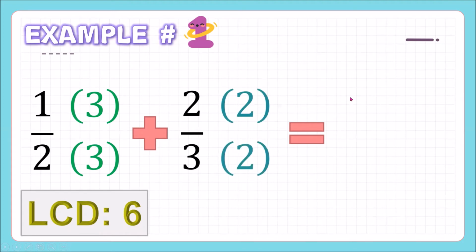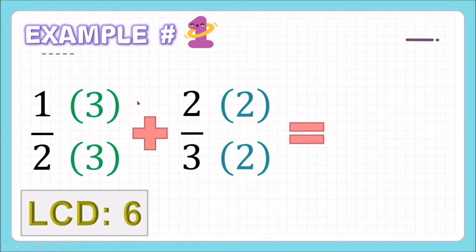Or else, pwede din po. So we have 6 divided by 2. So it is 3. And 6 divided by 3, we have 2. Again, you multiply both numerator and denominator by 3 here and then here by 2. So now, 2 times 3, we have 6. And then 3 times 2 is 6. So we have now a common denominator or same denominator, which is 6.